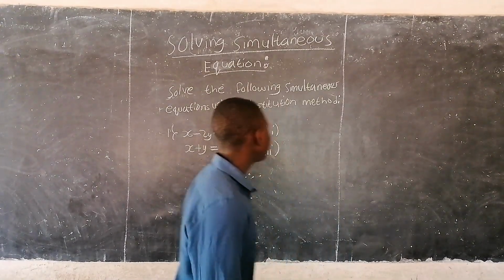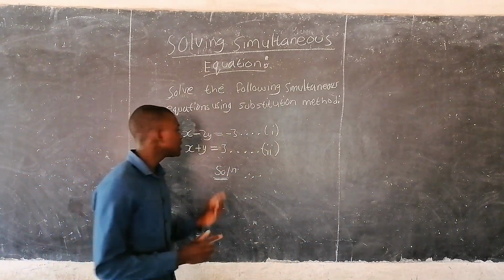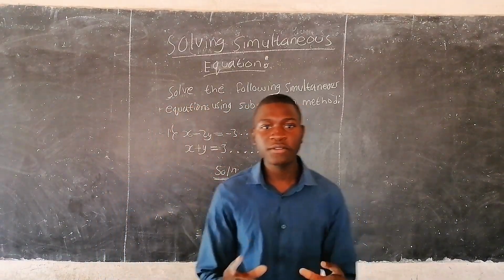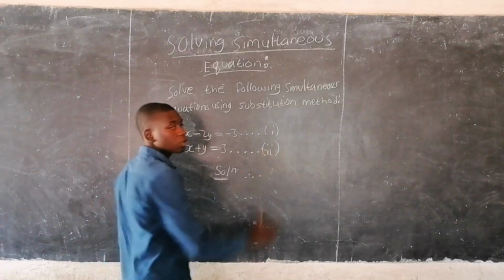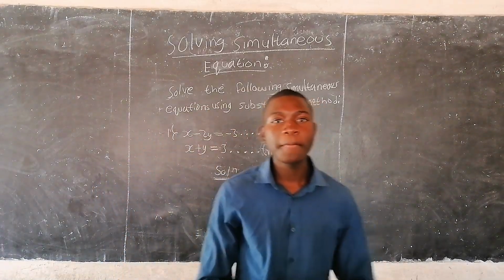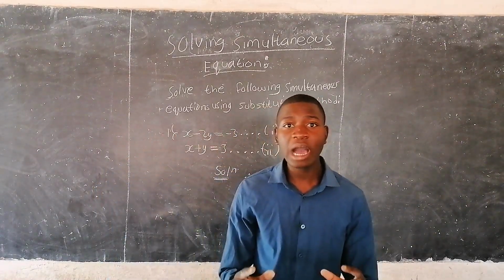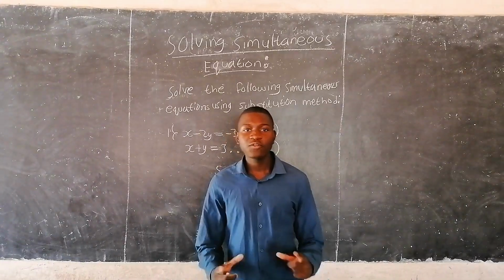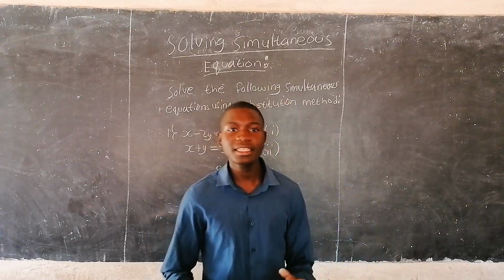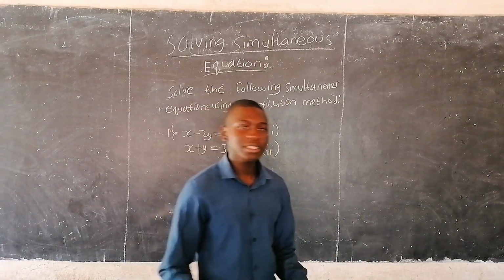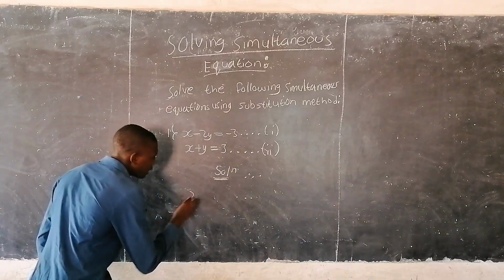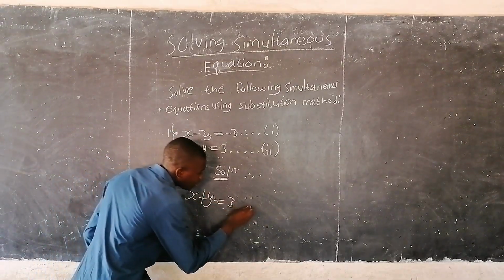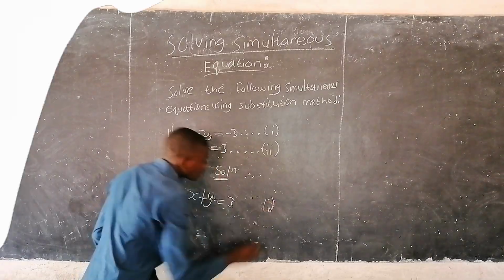As we can see in our equations, the simplest equation to make one of our variables the subject of the formula is equation number 2. So we'll be starting off by choosing one of our variables to make the subject of the formula. As for me, I prefer to make x the subject of the formula. So let's do that. It will be x plus y is equal to 3, and that's equation number 2.